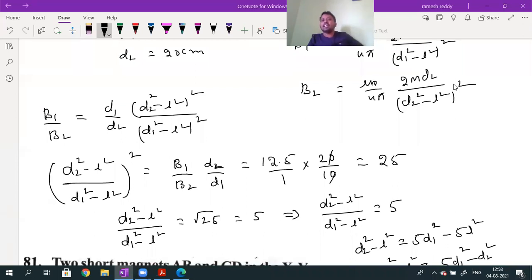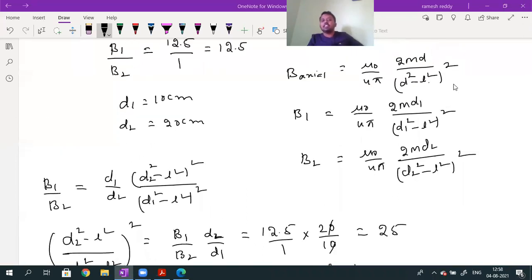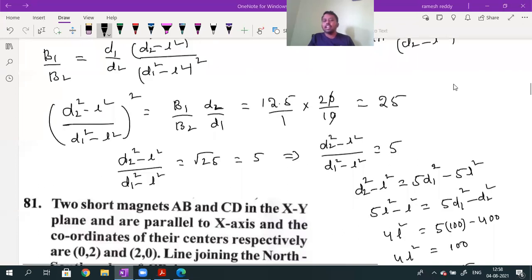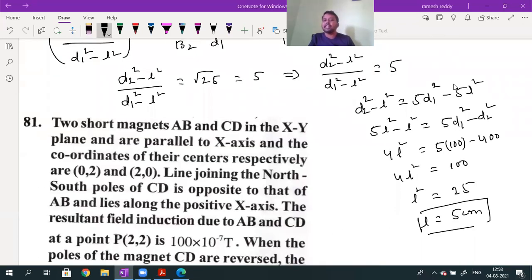For your understanding, I wrote this much lengthy. Otherwise, you could write the B1 by B2 ratio directly: B1 by B2 is equal to D1 by D2 into (D2 square minus L square) whole square by (D1 square minus L square). Within one step, you can finish this problem. Because everyone had to get it, for that sake we are writing all these steps. What is the last step we have written? (D2 square minus L square) by (D1 square minus L square) will be equal to 5.